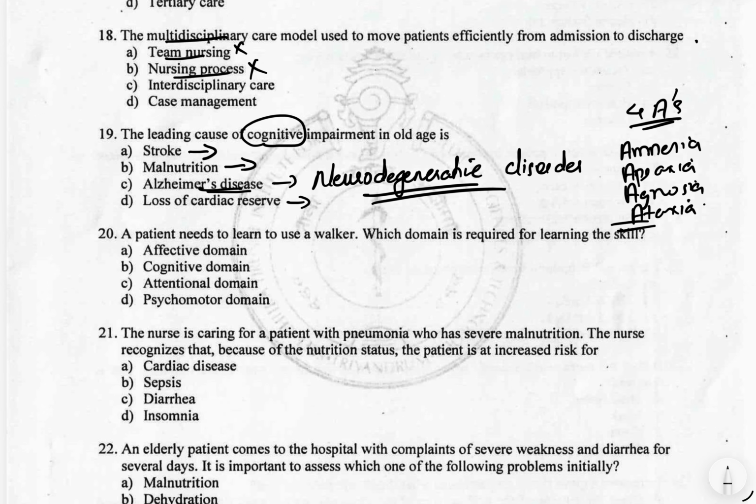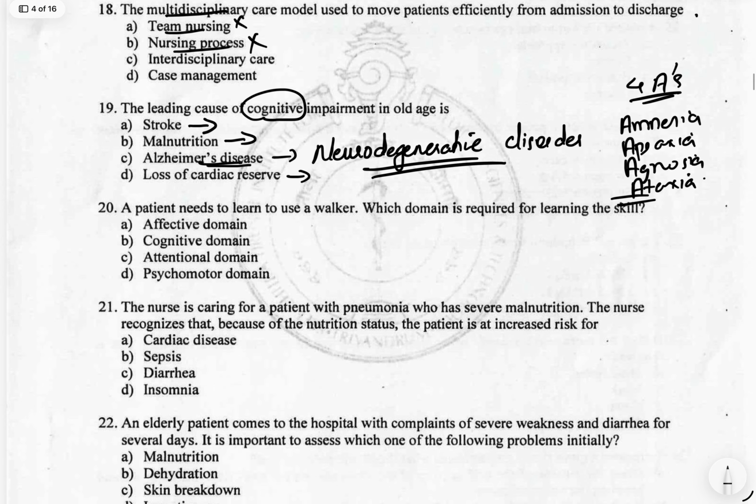Amnesia means loss of memory. Apraxia means inability to do skillful activities. Agnosia means not being able to recognize familiar things, like not being able to understand a pen is a pen and a knife is a knife. And ataxia means loss of muscle coordination. So we will have a discussion on Alzheimer's in another class. So Alzheimer's is a neurodegenerative disorder, and it shows cognitive impairment.